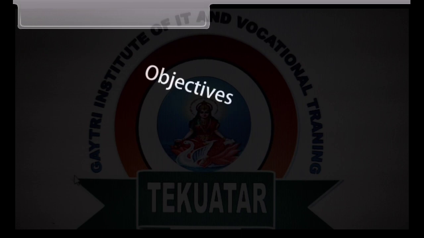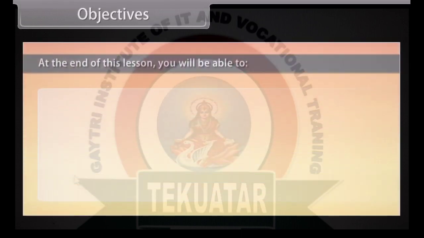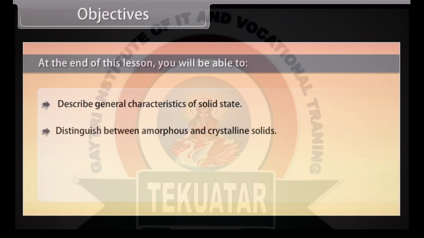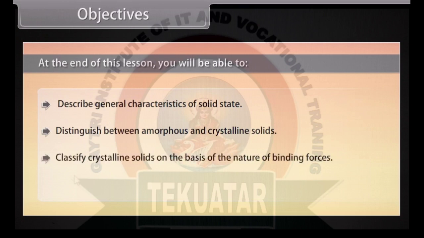Objectives. At the end of this lesson, you'll be able to describe general characteristics of solid state, distinguish between amorphous and crystalline solids, classify crystalline solids on the basis of the nature of binding forces, define crystal lattice and unit cell.